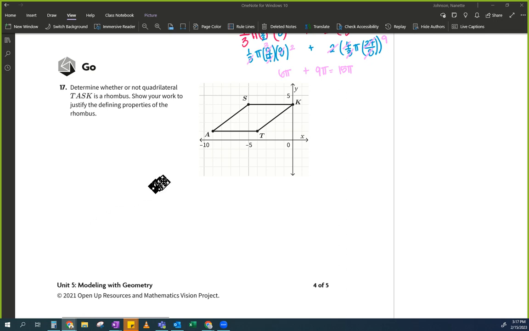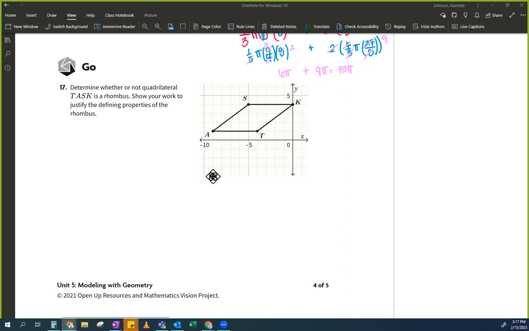Parallel sides is the defining characteristic that it's a parallelogram. So technically, every rhombus is a parallelogram, right? But it's not only that. There's another part about a rhombus that you need to remember. What else? Does anybody remember this? It's okay to say no.